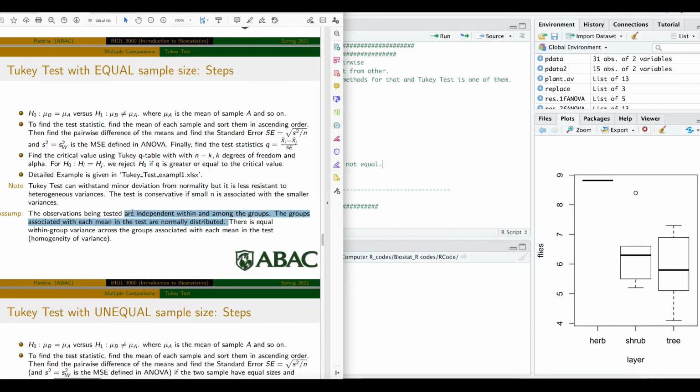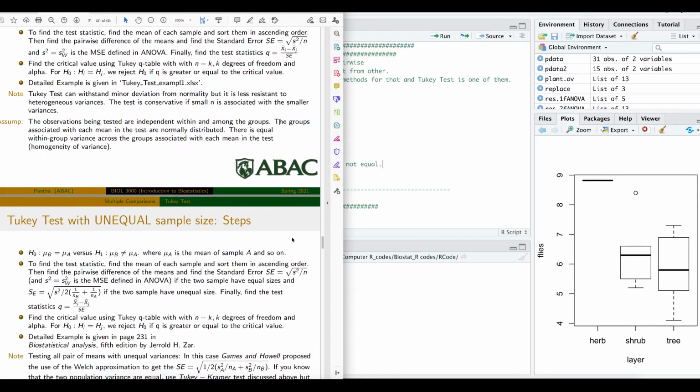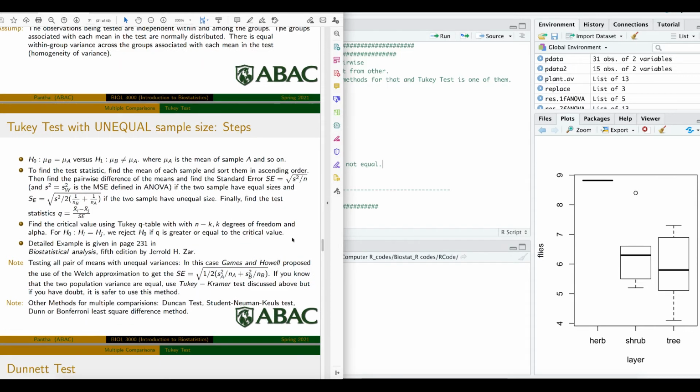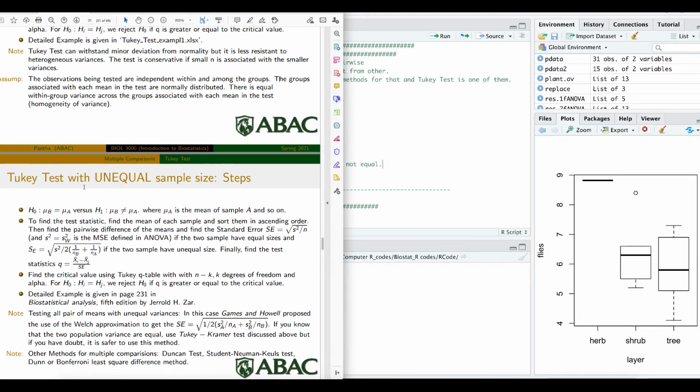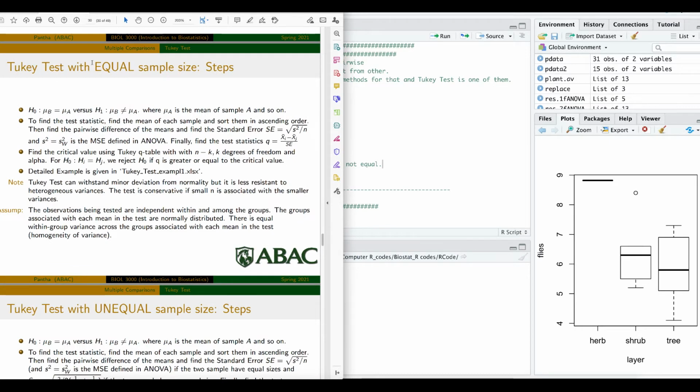This is like ANOVA. That's why the same assumptions from ANOVA are applied here. There are equal within-group variances across the groups associated with each mean in the test. So let's see. If there are unequal, that is, for the equal sample size, you see that equal sample size.